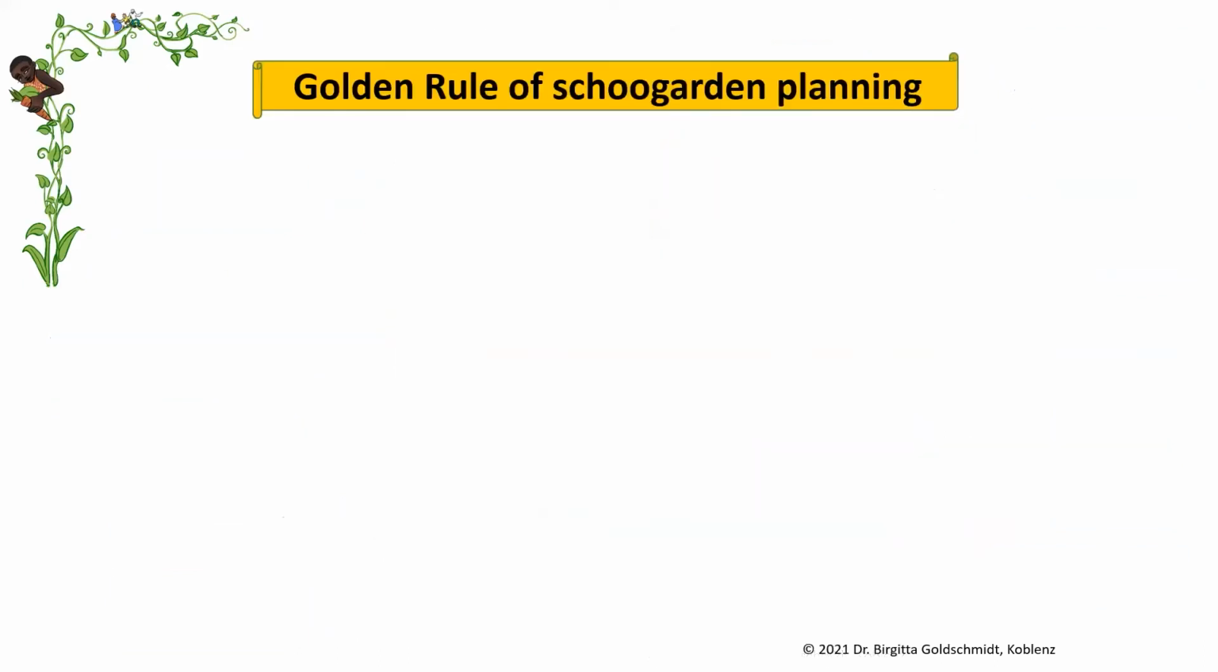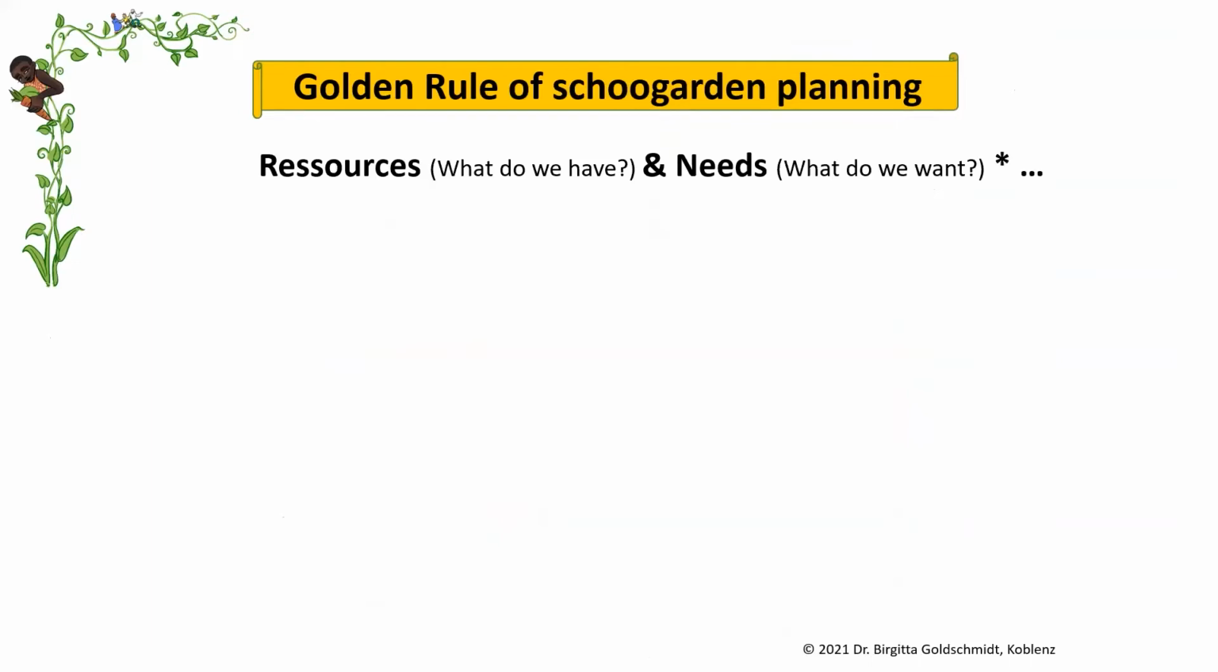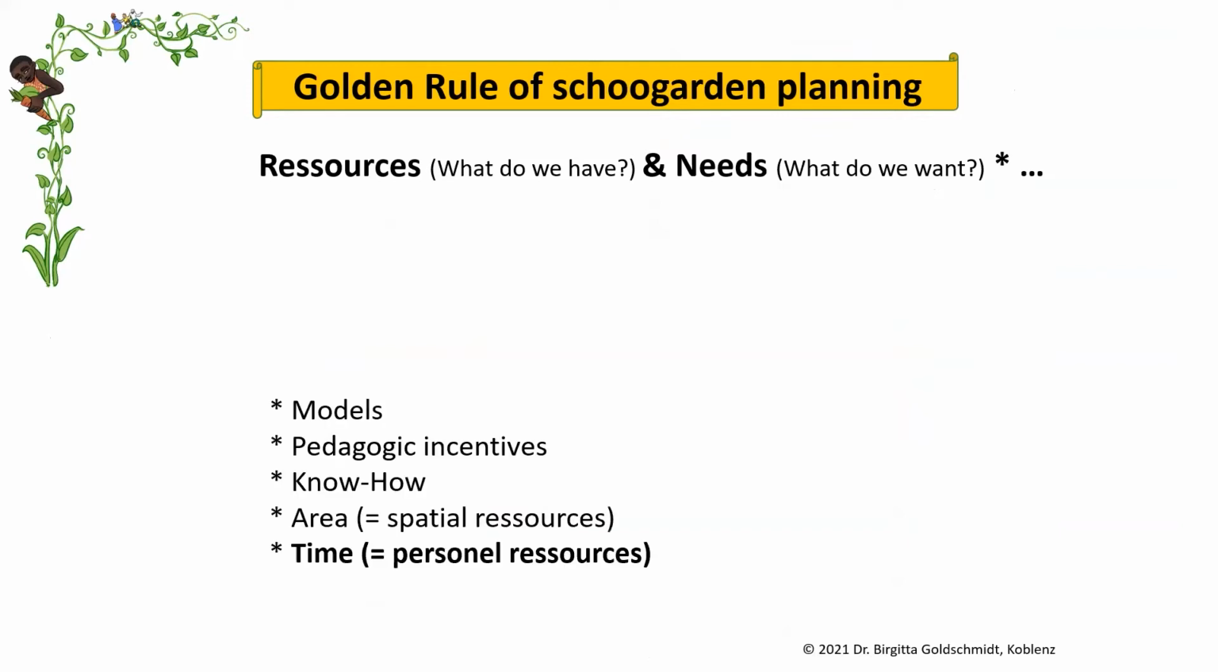So if you want to formulate a golden rule of school garden planning, it might be: you have to consider your resources. What do you have? And your needs. What do you want?